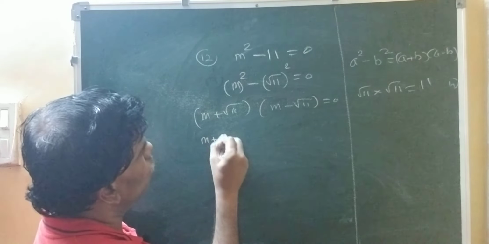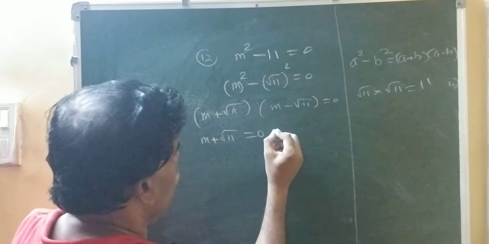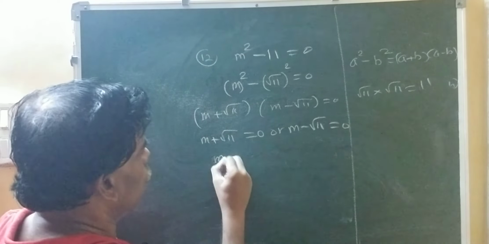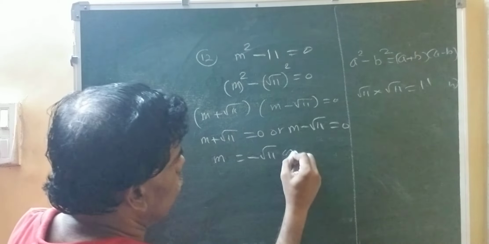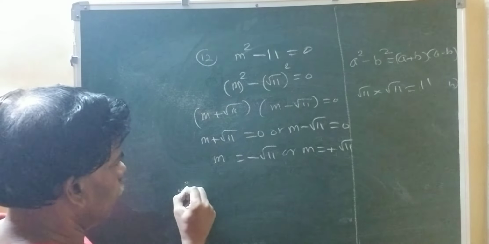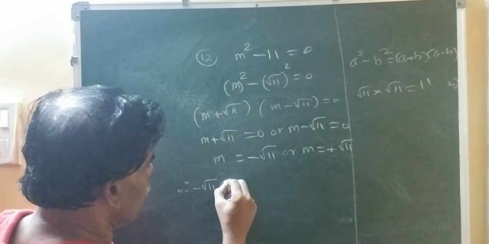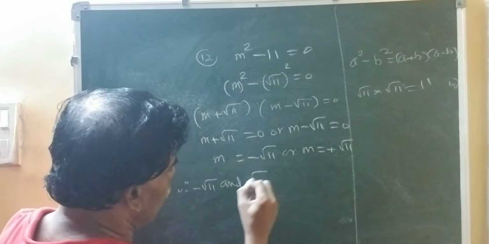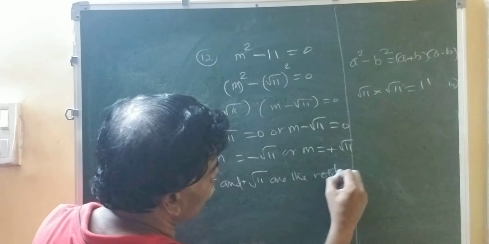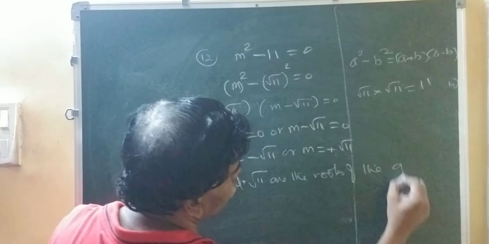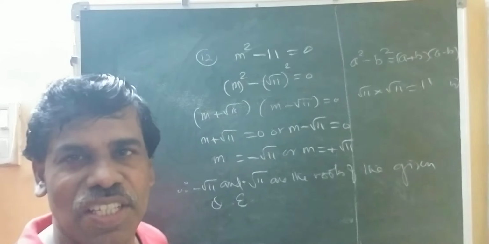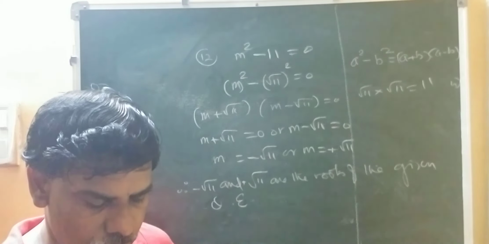Therefore, m plus root 11 equal to 0 or m minus root 11 equal to 0. Therefore, m equal to minus root 11 or m equal to plus root 11. Therefore, minus root 11 and plus root 11 are the roots of the given quadratic equation. How simple is this? You just see. Is it not? It is very, very simple.